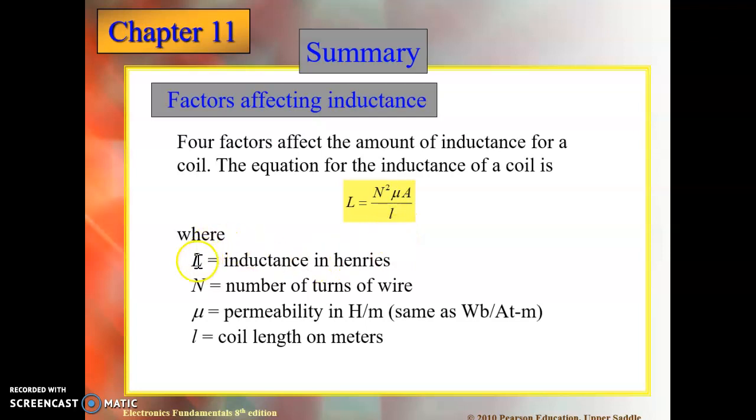So the inductance is going to come in henries, the number of turns squared, the permeability times the area, the permeability of the material used, the area of the wire used, and the length of the wire used. Here A is going to be the cross-sectional surface area, so it's always kind of a circle. This is how we are going to be able to design our inductors.